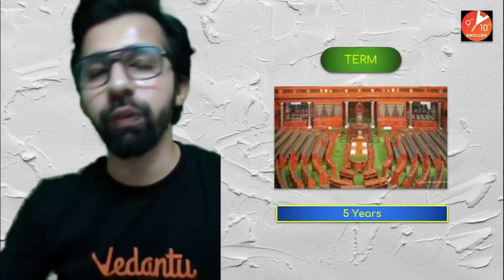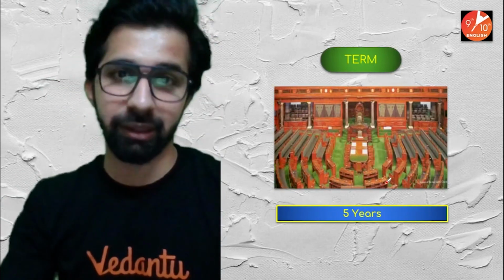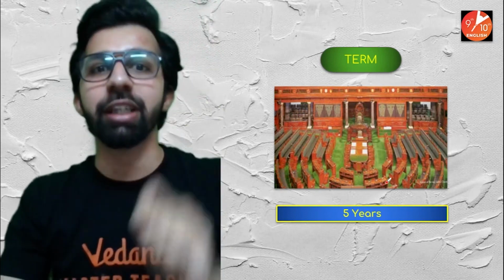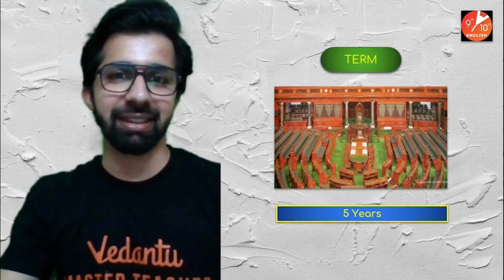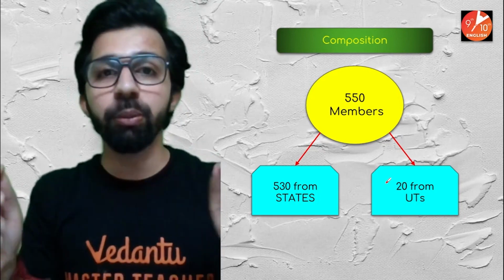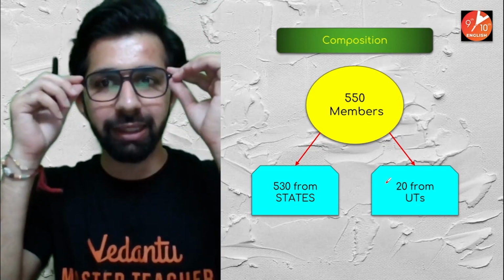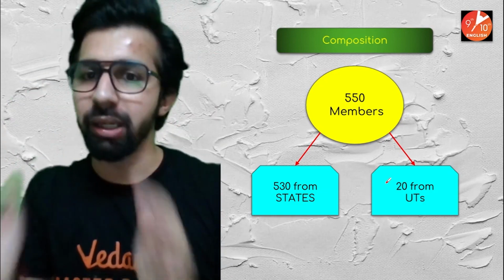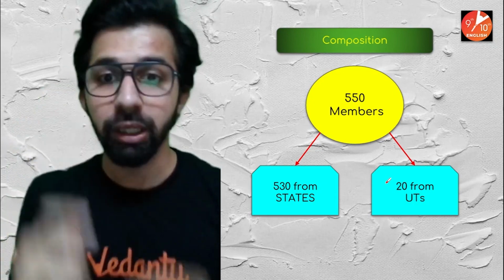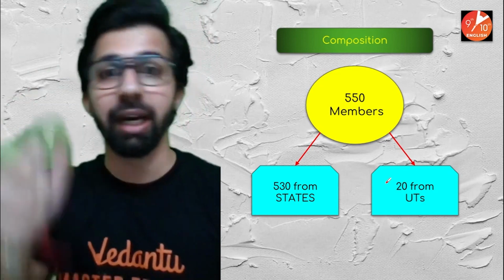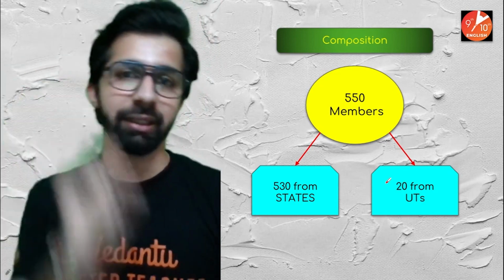So guys, the term of Lok Sabha is 5 years. Means the members who are elected in Lok Sabha are elected for a term of 5 years. Okay. So what is the strength of Lok Sabha? Guys, the maximum strength in Lok Sabha cannot be more than 550. It is not necessary every time it will be 550, but the maximum strength of the Lok Sabha is 550, out of which 530 are elected from the states and 20 members are elected from union territories.